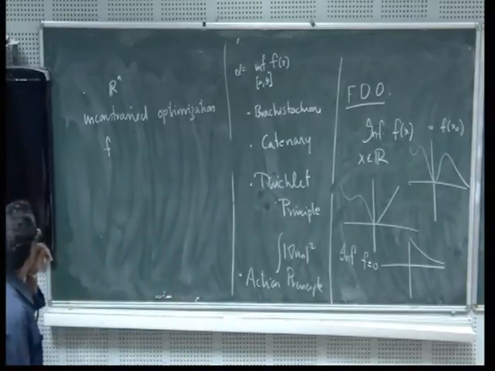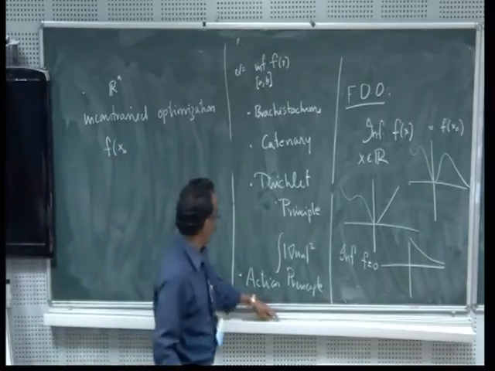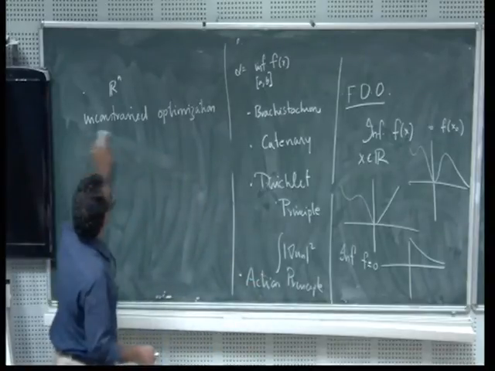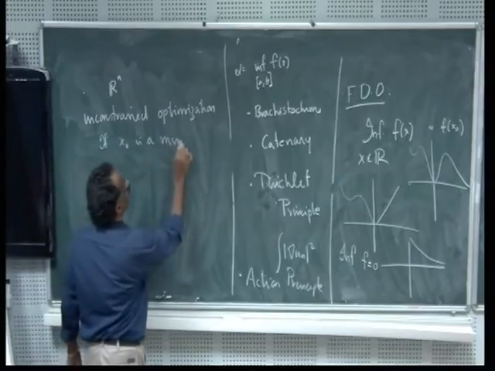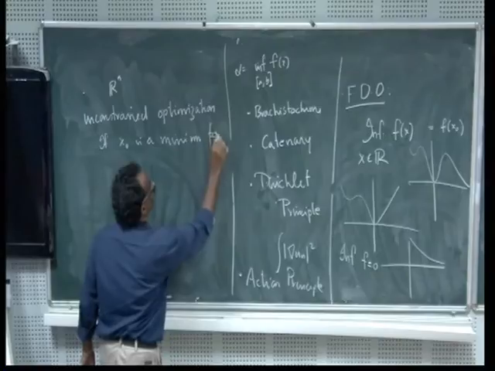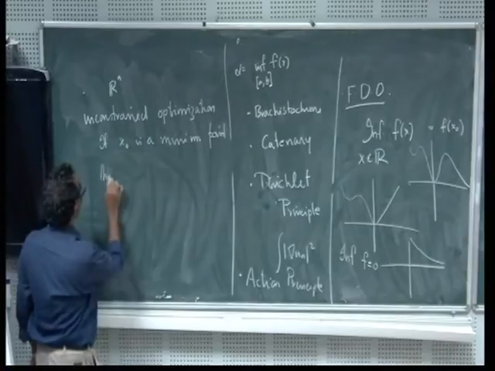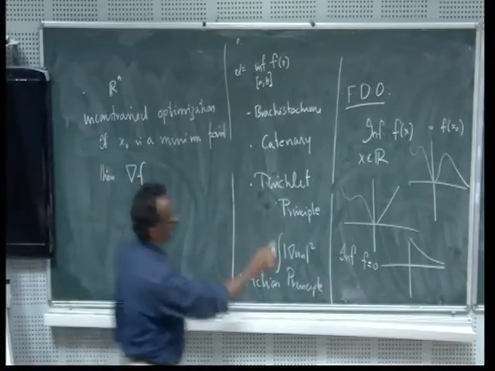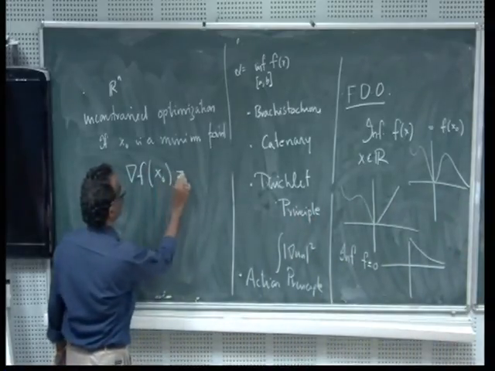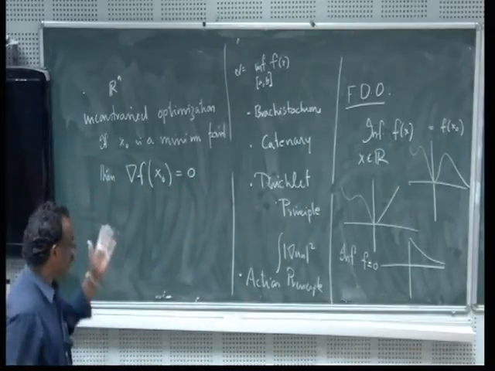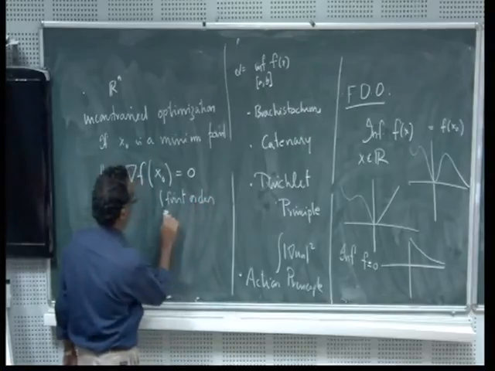Suppose in the unconstrained problem you want to minimize. If x naught is a minimum point, because there are no constraints, that means the infimum problem has a solution, then you know that the gradient of f at x naught is 0. This is the same result under smoothness, and you can prove this. This is called the first order optimality condition.